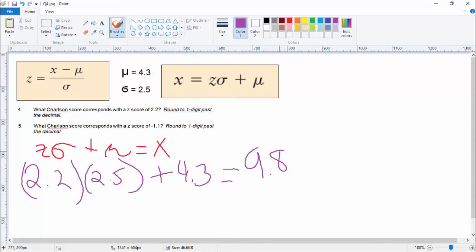So that's the x. I'm sorry, did I say what is the z-score? That's the x, okay? Now, I just want to bring it back down to earth. Oh my gosh, 9.8 is huge. A Charlson score, remember how I said that's how many comorbidities you have, or a score of comorbidities? That's too much. Poor guy, poor guy.